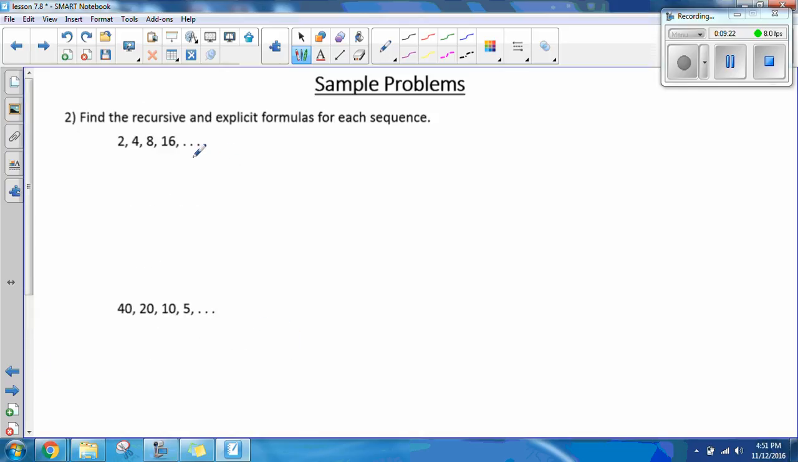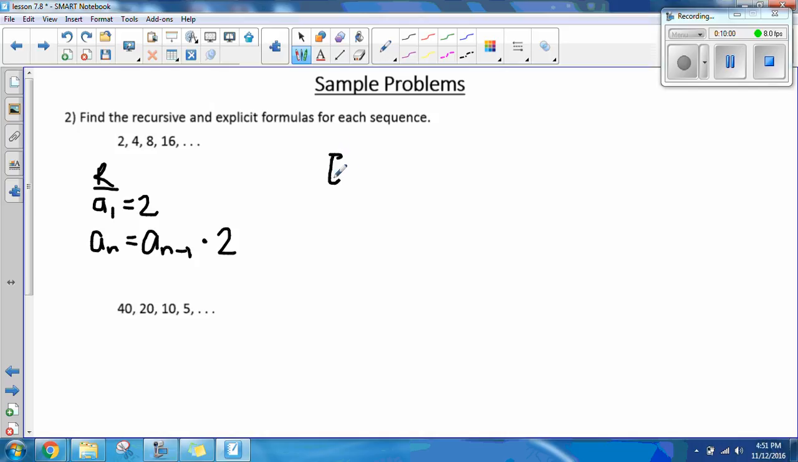Find the recursive and explicit formulas for each sequence. So we have 2, 4, 8, 16. Well, let's see. We have a common ratio of 2. So for our recursive formula, we need the two parts. A sub 1 equals the initial value, which is 2, and the nth term, or the next term, is equal to the previous term, a sub n minus 1, times the common ratio, which is 2 in this case.